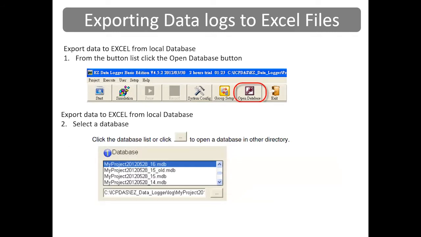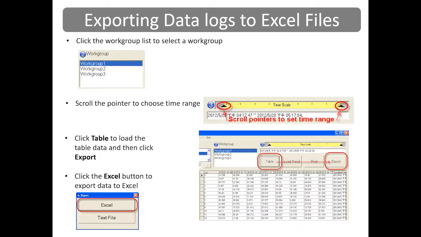So to be able to export the data to Excel from a local database, you just have to click the Open Database button. And then you click the database in the list, or you select the button with the 3 dots to be able to browse your computer and find the file. Then you click on the work group list, so you can select the work group. Choose the time range. You click table, and then you load the table data, and you click export. And that's going to be exporting your data to Excel.